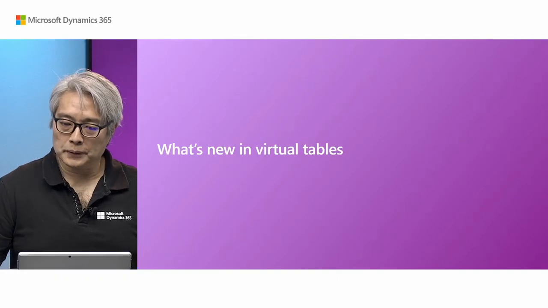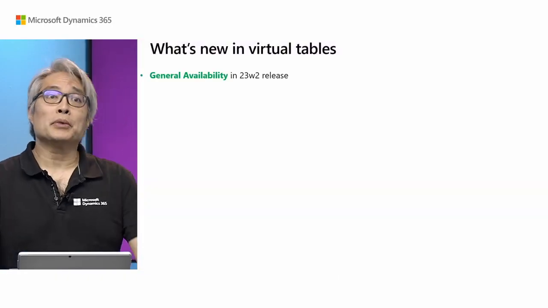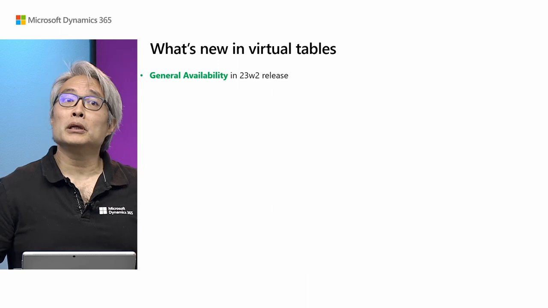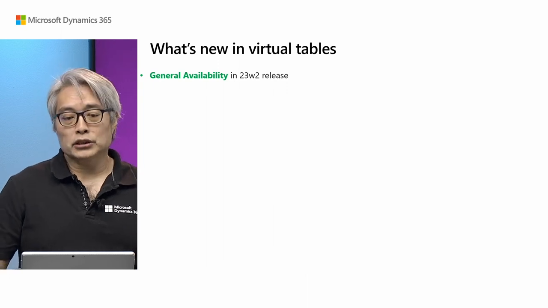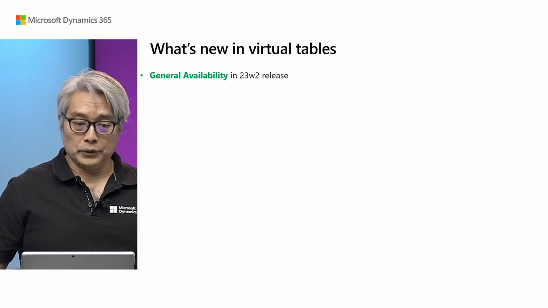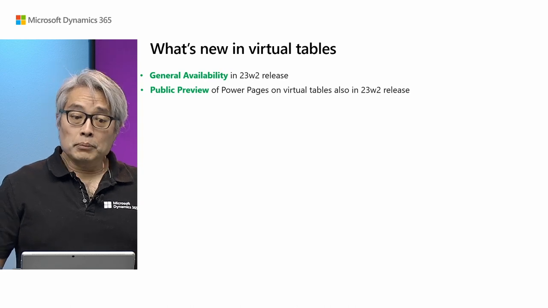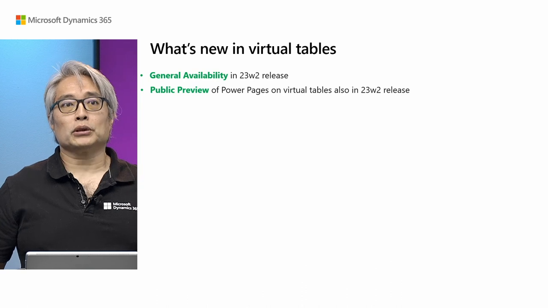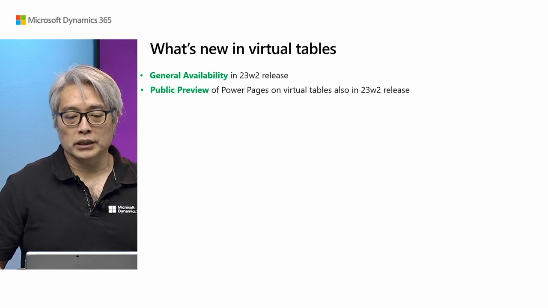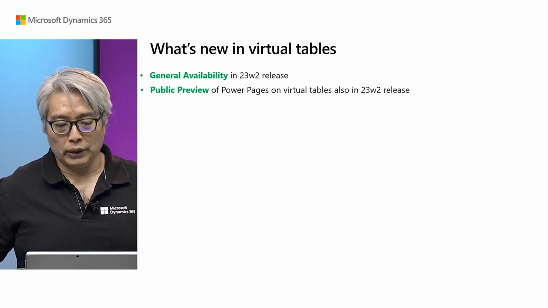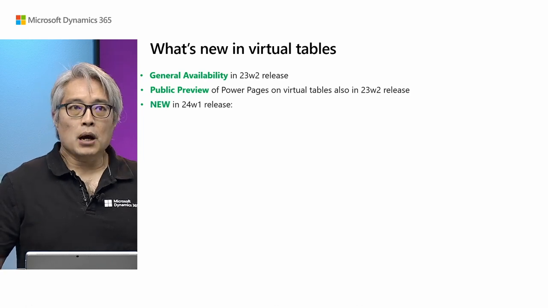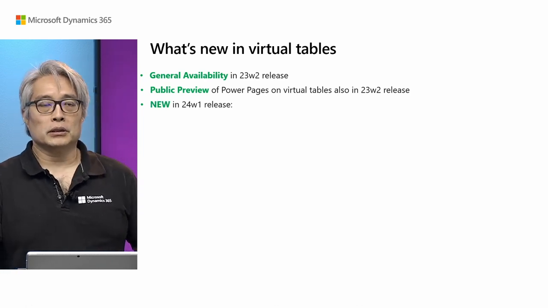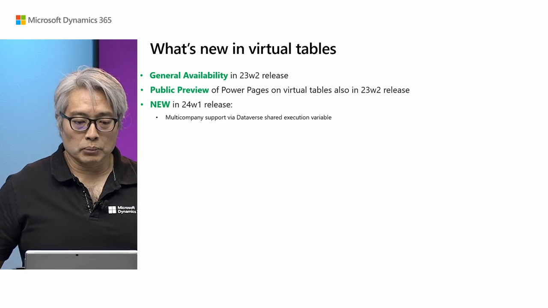Thanks, Ivan. In this part of the presentation, I would like to show what's new in virtual tables. If you remember, we entered general availability for virtual tables in the last release, which is 23 Wave 2. At the same time, we also entered public preview for Power Pages on the virtual tables, in the same 23 Wave 2 release, right? Now I would like to show you what's new in the 24 Wave 1 release for virtual tables.